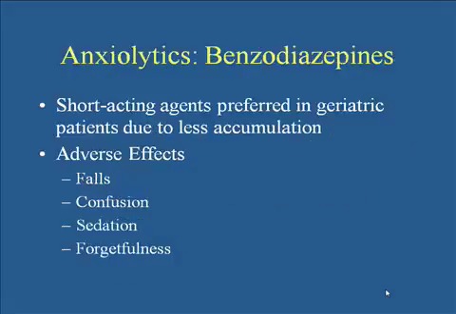Probably the most common class of agents and the longest used class of agents for anxiety are the benzodiazepines, of which Librium, or chlordiazepoxide, and Valium, or diazepam, are the prototypes. These agents have been around for decades. We all know some of the problems with these agents. Certainly, from a nursing facility standpoint, they're controlled substances, so that requires counting, which is a minor inconvenience. But in addition to that, they're associated with some pretty significant adverse effects.